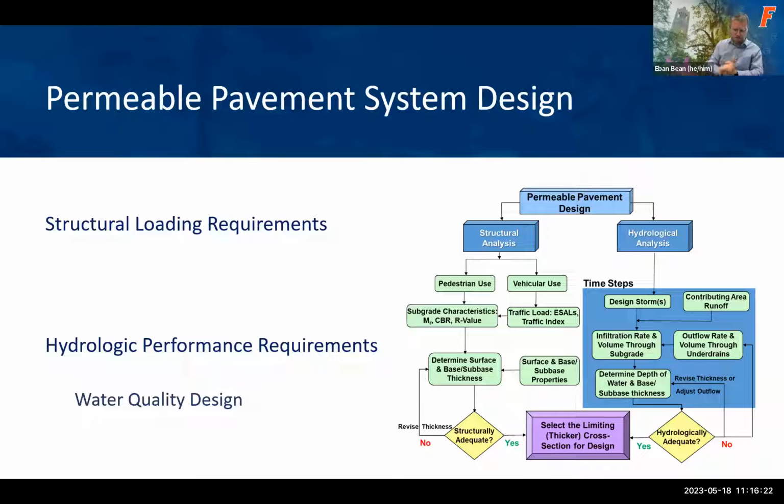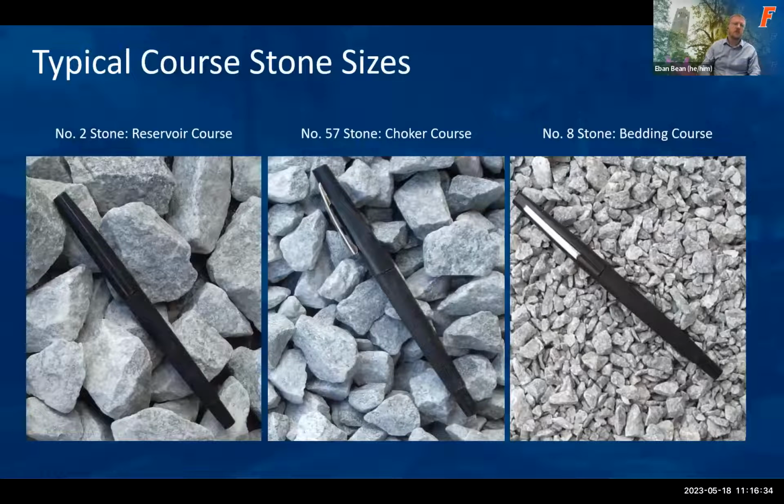But essentially, this is sort of a decision tree that walks you through what the main aspects of structural and hydrologic design are for permeable pavement systems. The typical materials that we find within our subsurface layers are the stone sizes that you see here.